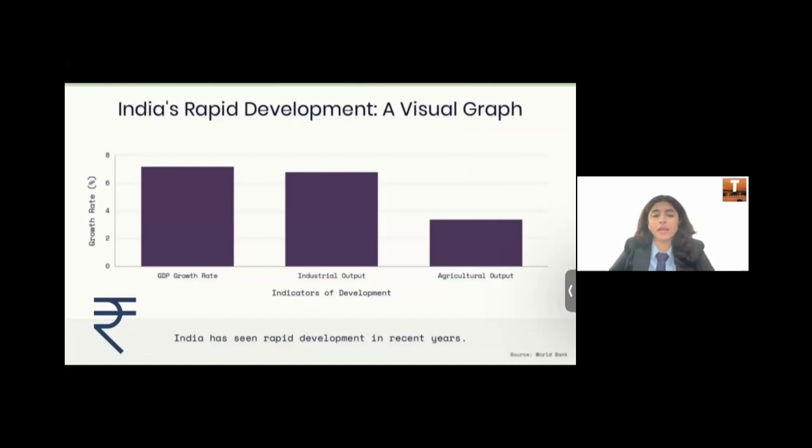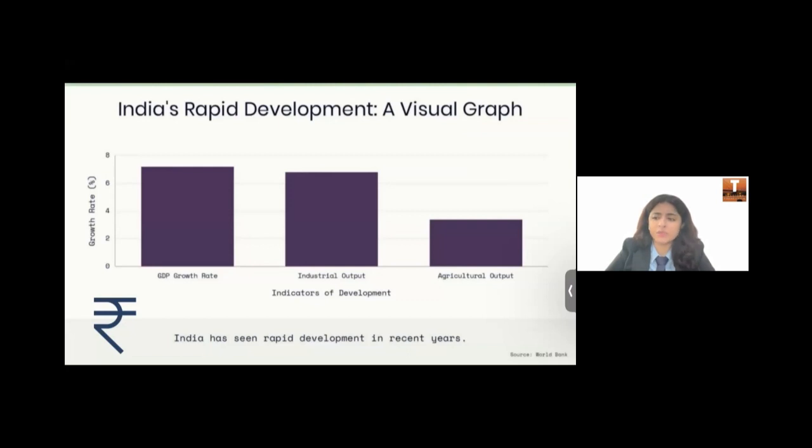Now, after the challenges, we'll also be talking about India's rapid development, how it has developed over the past few decades. India has seen a rapid development over the past few decades, and it has been remarkable, positioning it as one of the world's fastest growing economies.